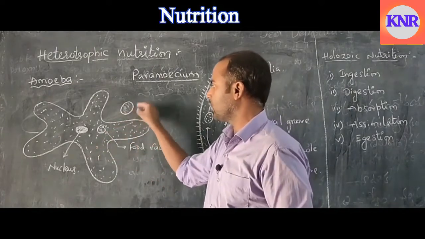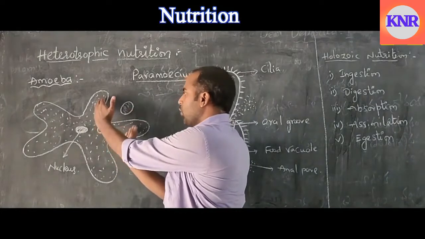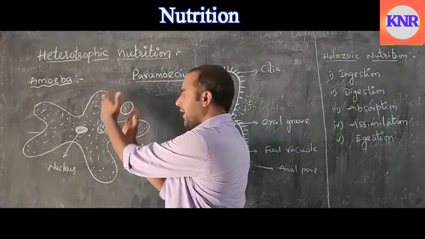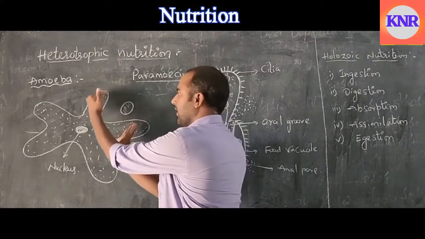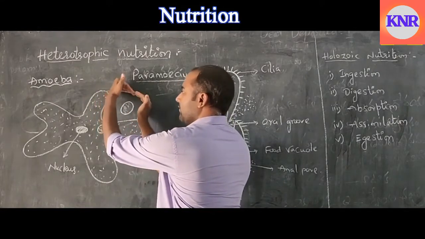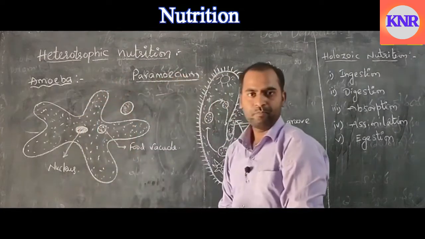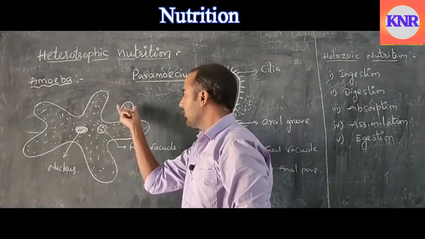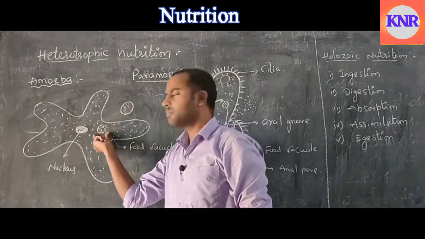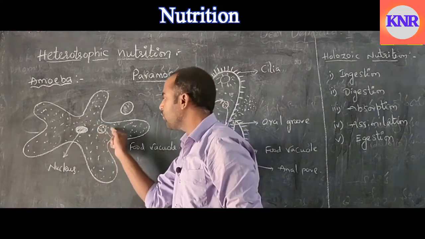Whenever there is food, these finger-like projections extend more and completely engulf the food, and the food will be taken into the cell. Whenever the food enters the body of the amoeba, it is converted into a food vacuole.